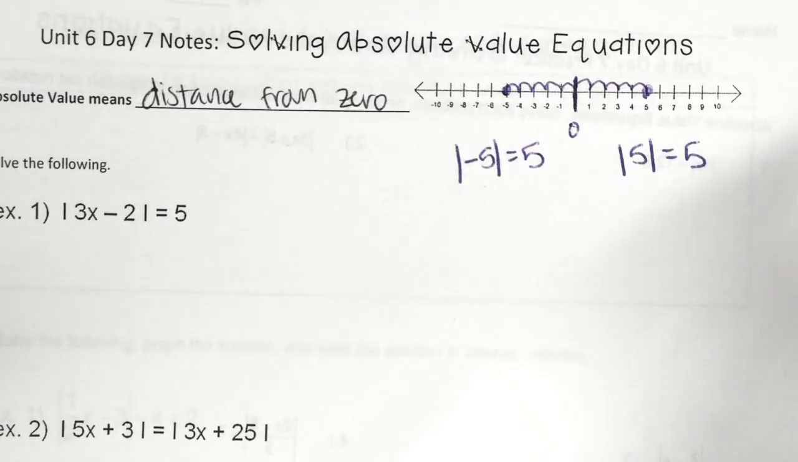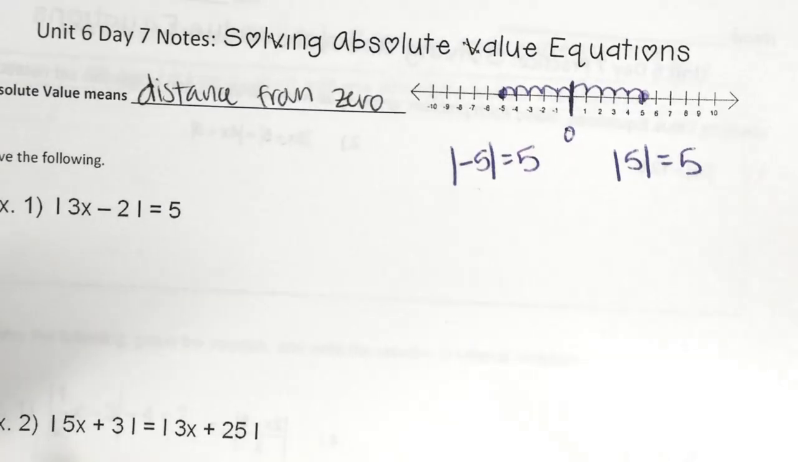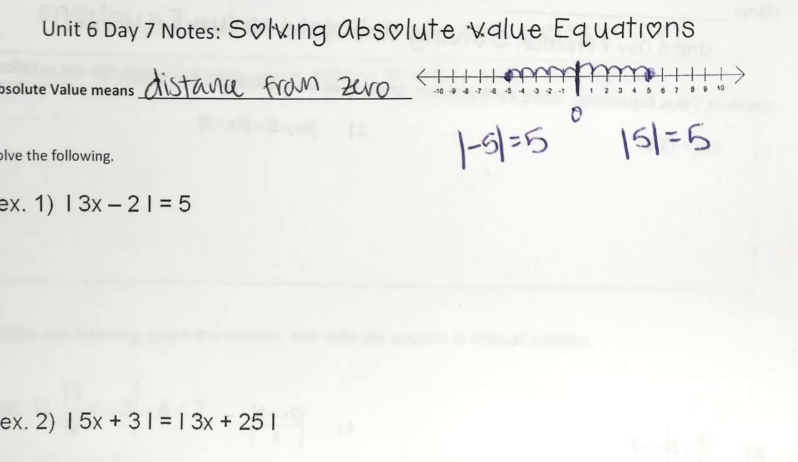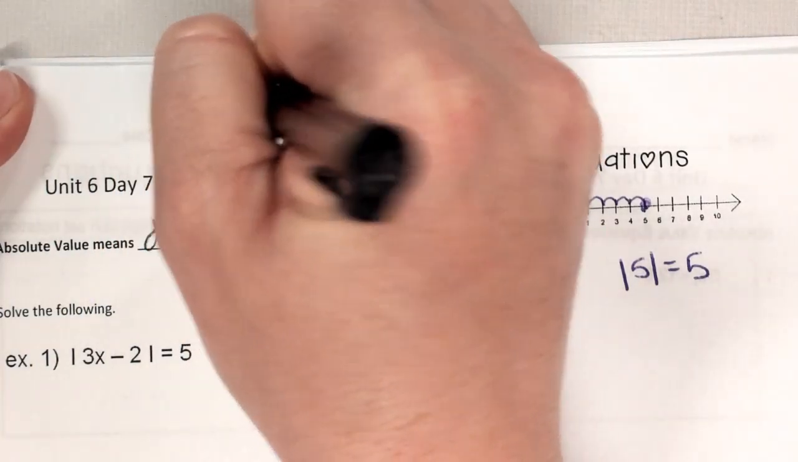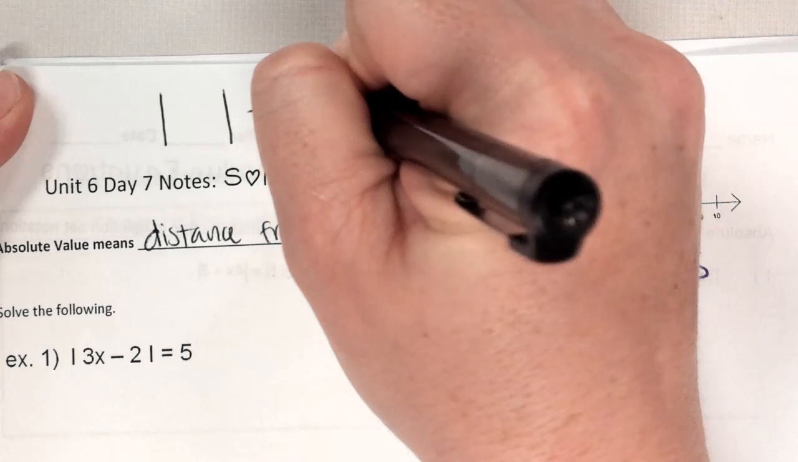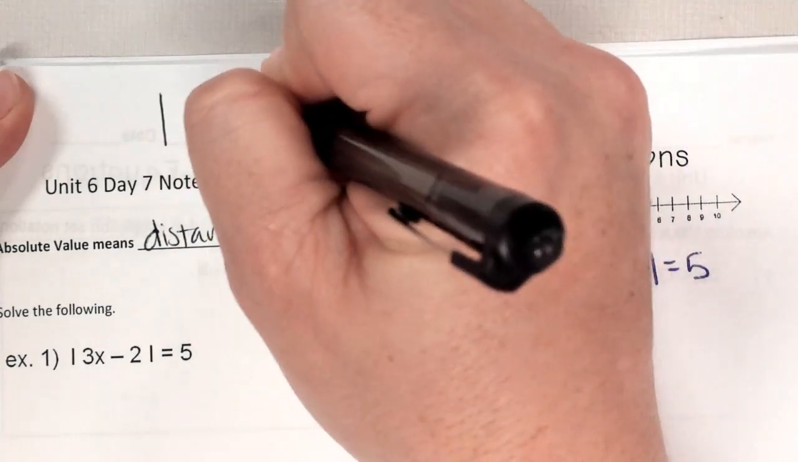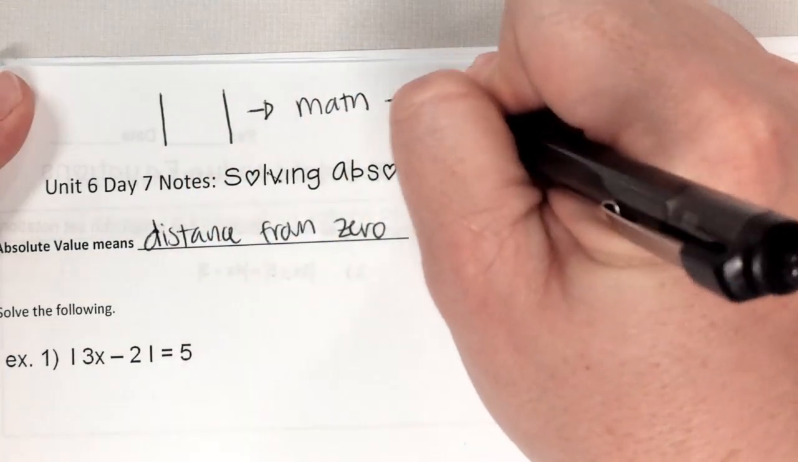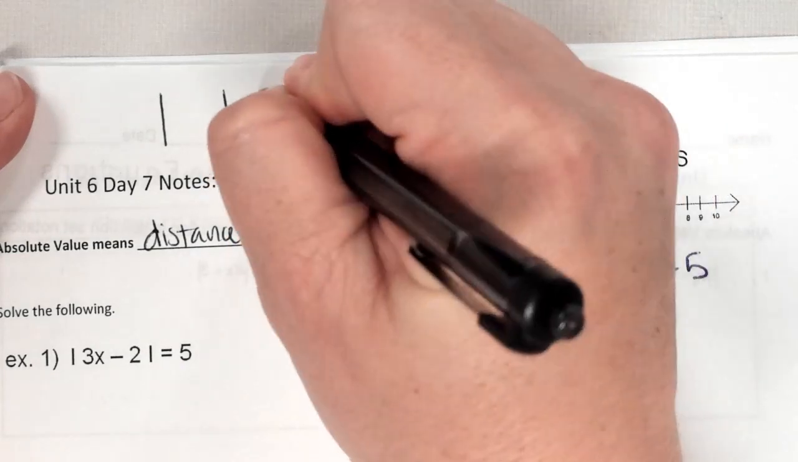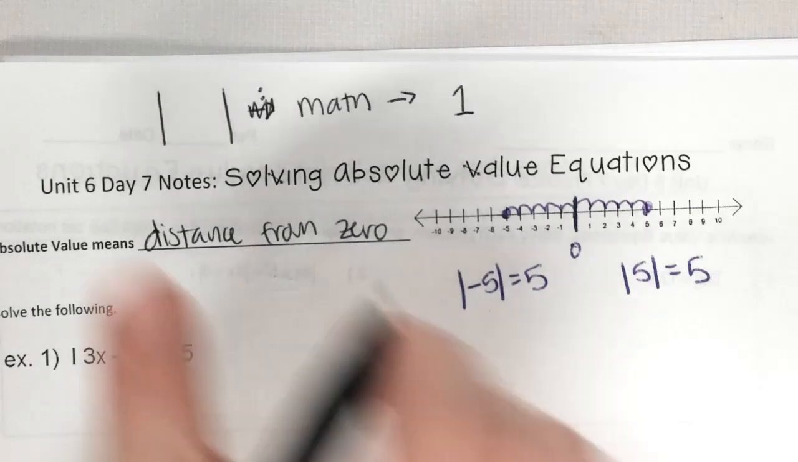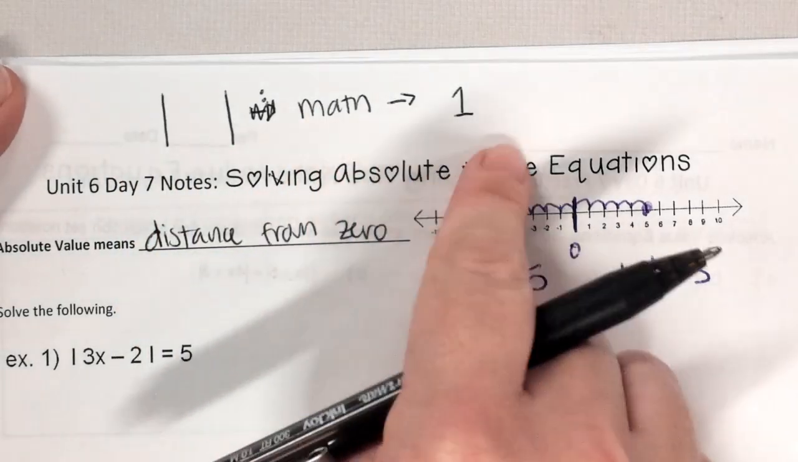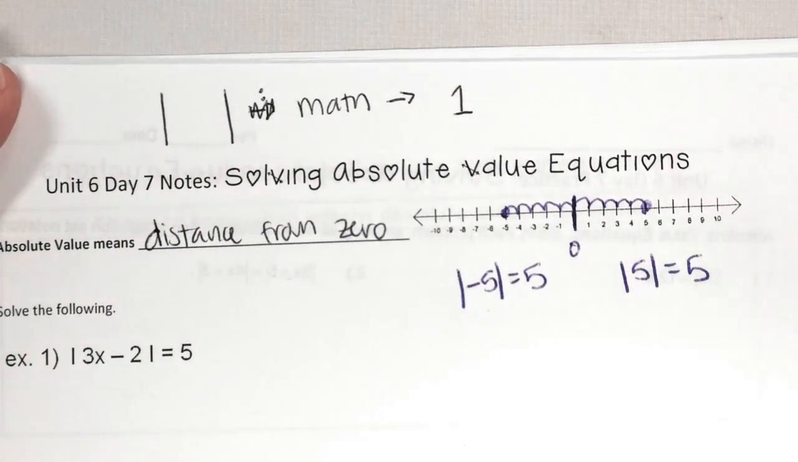Make sense? Okay, so solving absolute value equations, there are some steps. We're going to write the steps together first, and then we're going to go through them. First things first, to get the absolute value bars in your calculator, it's math, right 1. Okay, and I'll show y'all that in just a second.